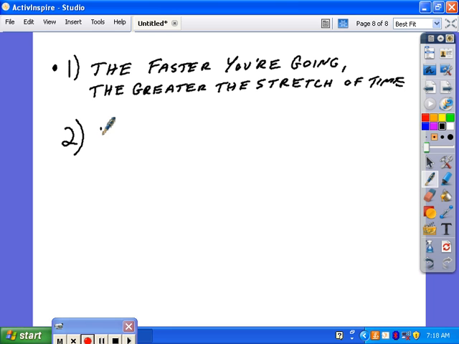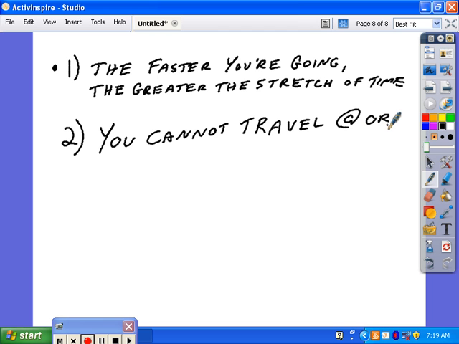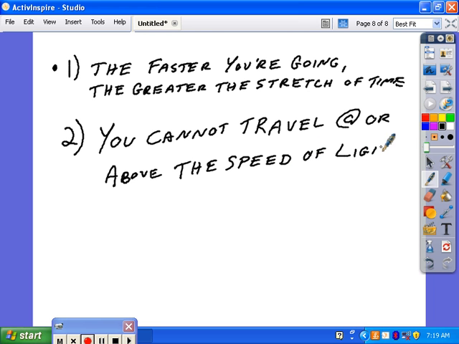The second thing: you cannot travel at or above the speed of light. You cannot travel at or above the speed of light.